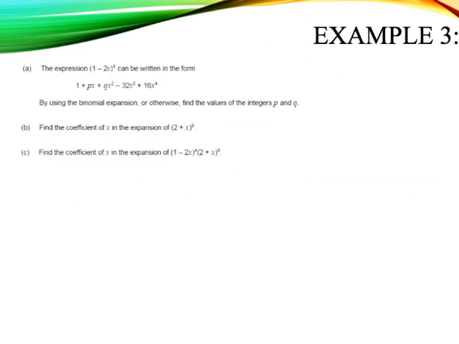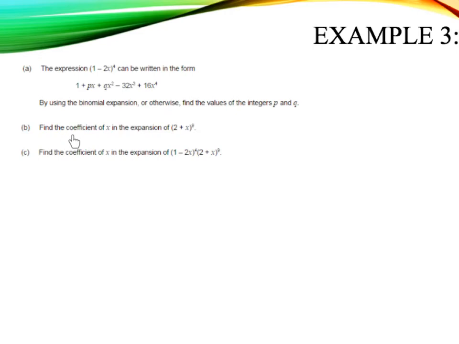Right, here's a third example then. This time, this is a bit more of a difficult question. This is something that you're going to be asked to do in a longer-winded exam-style question. We've got the first part here: the expression (1 minus 2x) to the 4 can be written in this form by using a binomial expansion. Find the values of p and q, very similar to the last example.